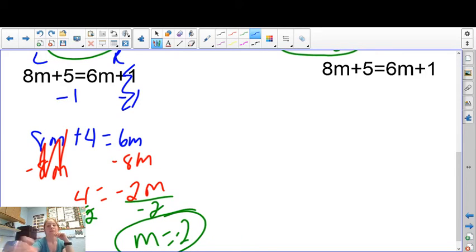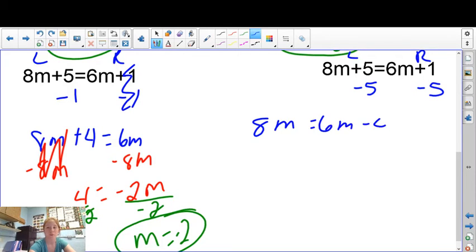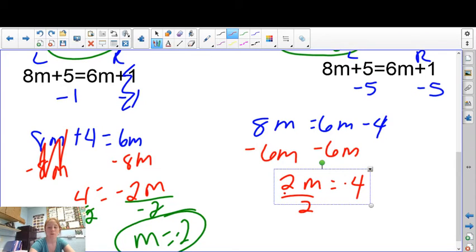And my fourth way, getting my constants onto the right side. So I'm going to start by subtracting my 5. If 8m is equal to 6m minus 4. Next, I'm going to subtract my 6m. And I have 2m is equal to negative 4. Divide by 2. M equals negative 2.